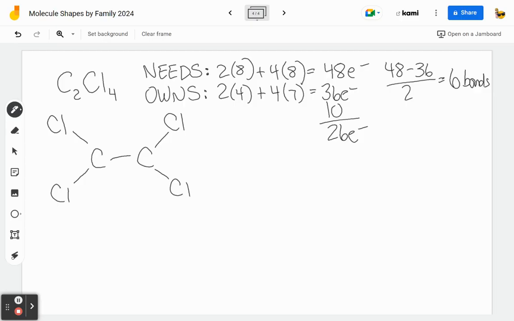You might say to yourself, well, I needed 6 bonds, I only have 5. There's your first dead giveaway that there's going to be a double bond in this compound. The other thing you can do is just move about our day. Let's say we didn't do needs minus owns and decide we needed 6 bonds. If I move about my day, I'm going to satisfy the outside elements by giving each of the chlorines 6 more. And that's going to use up 24 of my remaining 26 electrons.